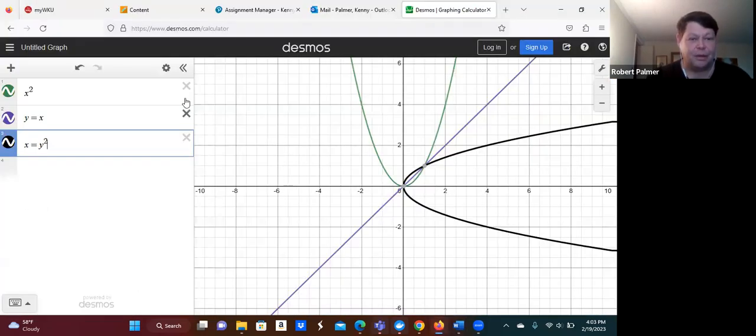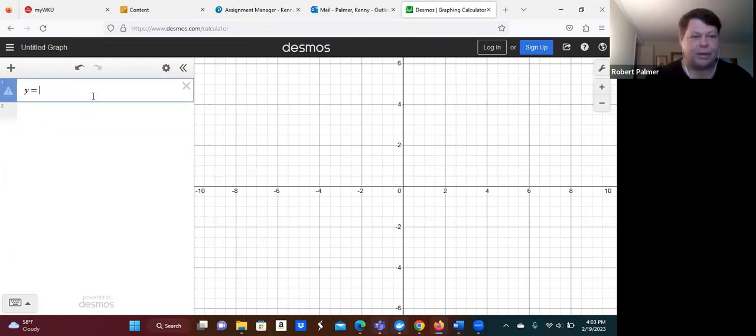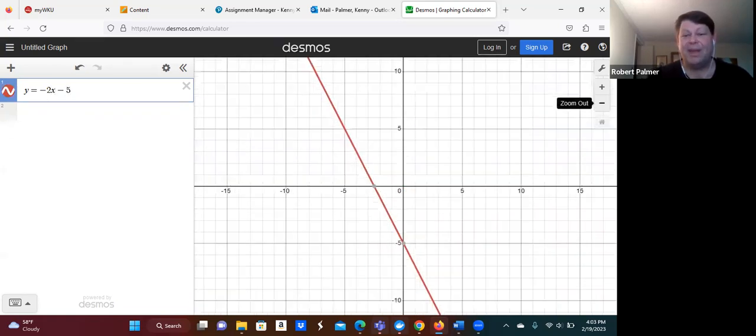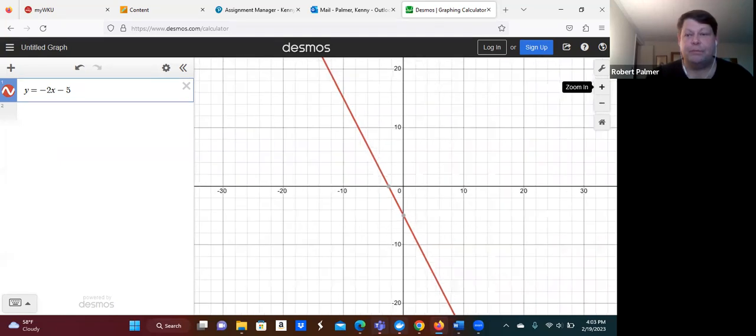Let's do that. Let me get rid of these. So y equals negative 2x minus 5. Right, it's a linear function. Clearly, it's one-to-one. And actually, the only linear function which won't be one-to-one will be a horizontal line. So keep that in mind. So clearly it's one-to-one.